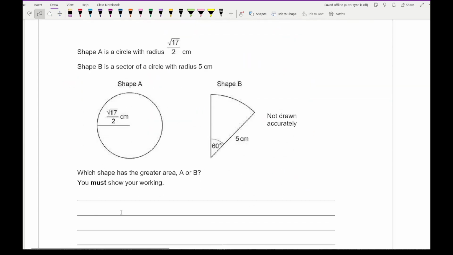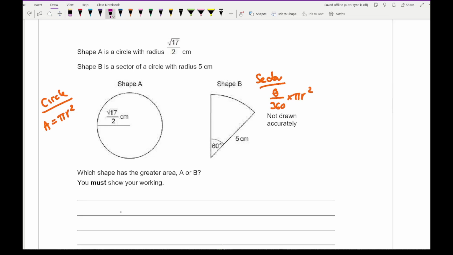Moving on to question 4, it says shape A is a circle with radius of root 17 over 2. Shape B is a sector of a circle with a radius of 5. Which shape has the greater area, A or B? So for this, remember that the formula for the area of a circle is pi r squared. And for the area of a sector, the formula is theta over 360 multiplied by pi r squared.